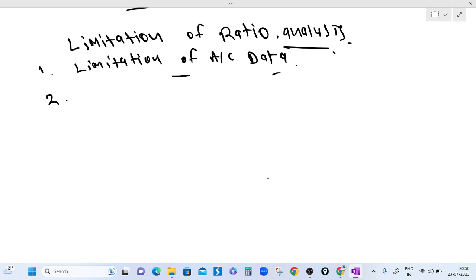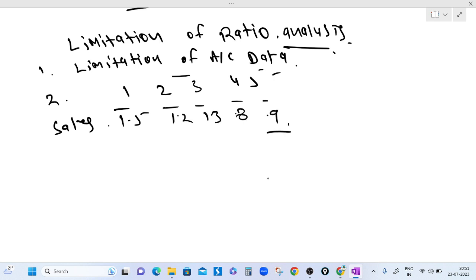Suppose you are comparing 3 or 5 years of data, years 1, 2, 3, 4, and 5. You are comparing the sales figure. Here you made ratios 1.5, 1.2, 1.3, 0.7, 0.9, like that. But what you are ignoring here is price level changes, because every year inflation is increasing or decreasing, and you are not considering that factor. How can you compare year 1 with year 5? If inflation is 7% and increasing every year, how can you compare this sales figure with that sales figure? That is a very important point. So price level changes or inflation are not considered when you are doing ratio analysis. This is the second limitation.